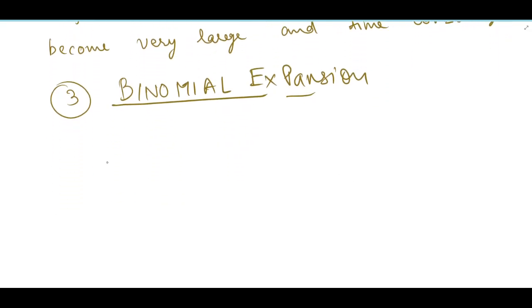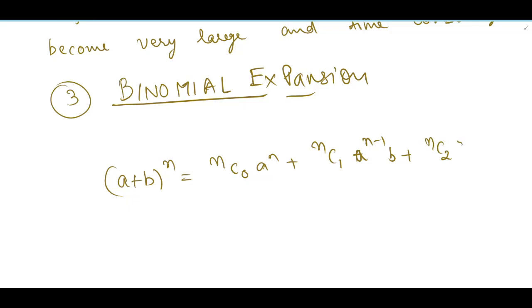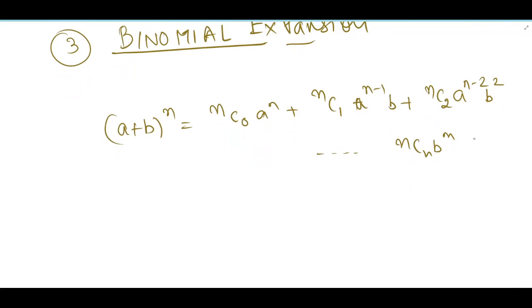So binomial expansion is given by a plus b to the power n equals nC0 a to the power n, plus nC1 a to the power n minus 1 b, plus nC2 a to the power n minus 2 cross b squared, and so on up to nCn and b to the power n. So this is a binomial expansion.